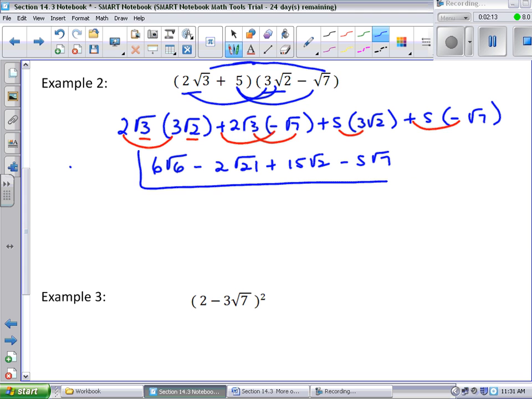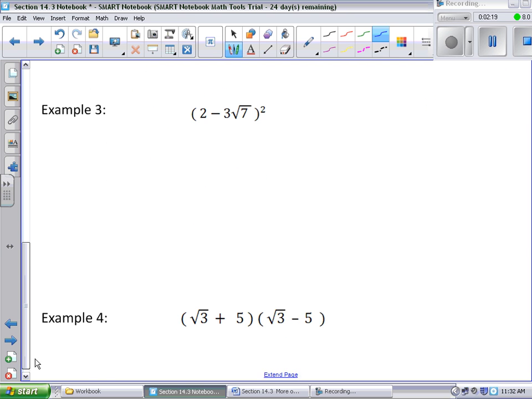And that is all I can do with this problem. There are no like terms. There are no radical parts that are the same.